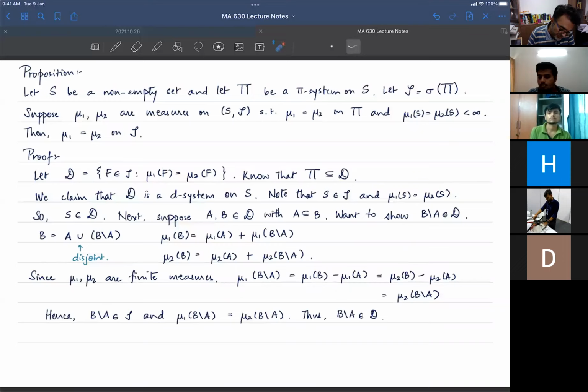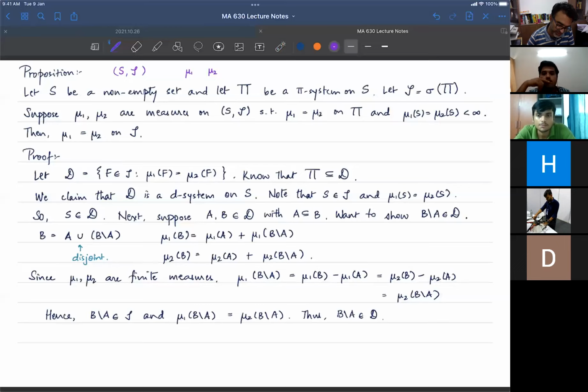So here's another motivation. So suppose S is a non-empty set and, okay, so maybe here the question is this. So suppose S is a non-empty set and suppose script S is a sigma algebra on S. Now I know what it means for the measures mu1 and mu2 to be equal.